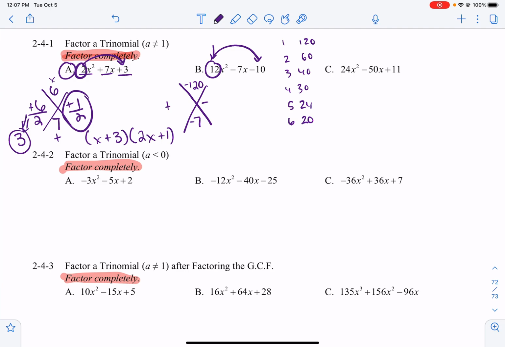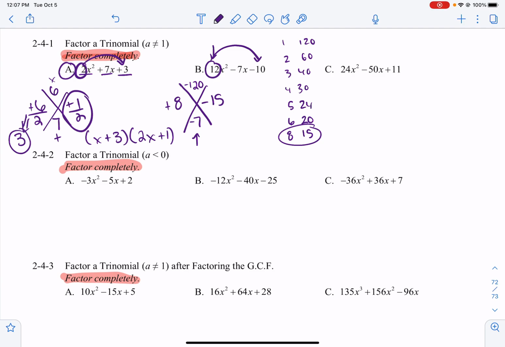7 isn't going to work. 8 is going to work. 8 and 15. Hey, there's my numbers right there. 8 and 15. I know those are my numbers because they're 7 numbers apart. And I'm looking for a negative 7. So my 15 is going to be the negative because it's bigger. And my 8 is going to be the positive. Those add up to negative 7. And they multiply to negative 120.